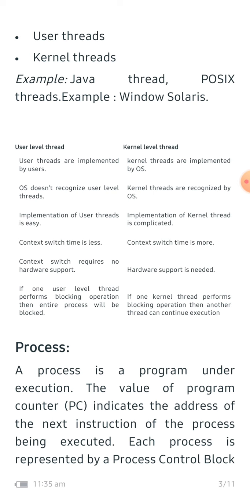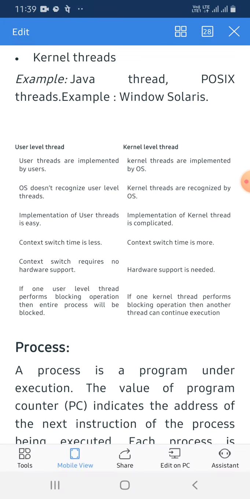That means user level threads are implemented by the user, but kernel level threads are implemented by the operating system. The operating system doesn't recognize user level threads, but kernel threads are recognized by the operating system. Implementation of user threads is easy, but implementation of kernel threads is complicated. Context switch time is less for user level threads, but context switch time is more in kernel level threads. Context switch requires no hardware support in user level threads, but hardware support is needed in kernel level threads.